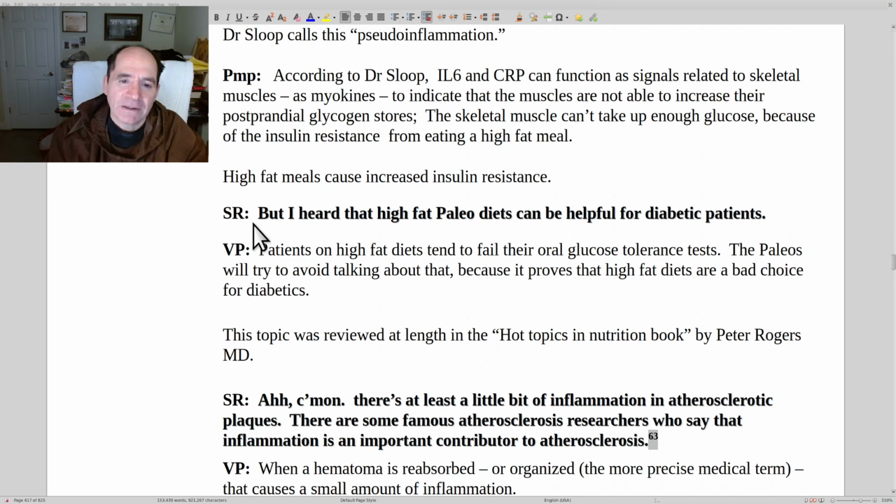Okay, so then the Skeptical Reader says, but I heard high-fat paleo diets can be helpful for diabetic patients. Now, they all fail their oral glucose tolerance tests. So in the short term, the body thinks it's starving too. You shift into this whole ketotic metabolism that's bad.